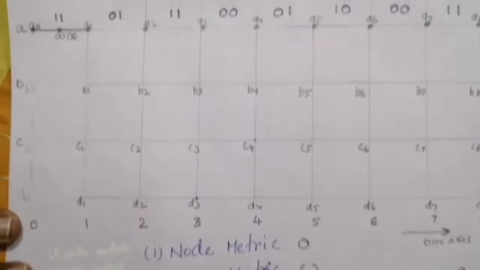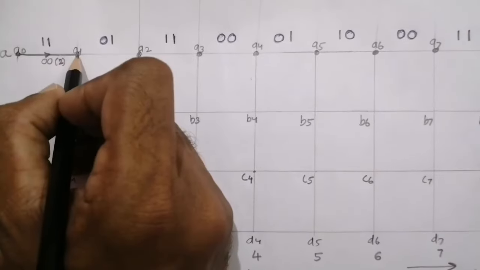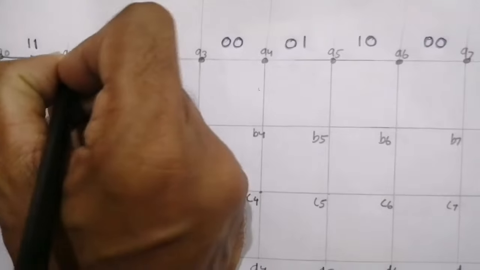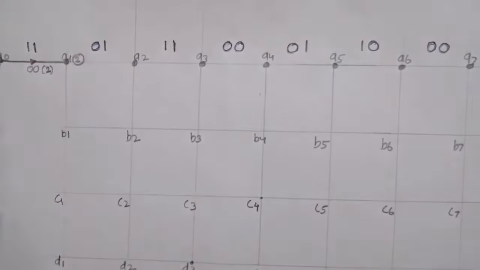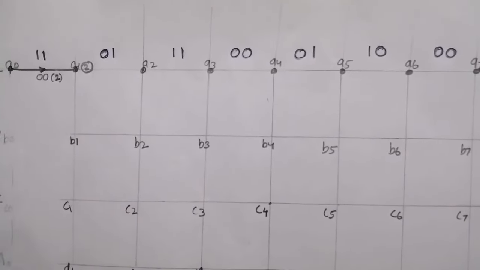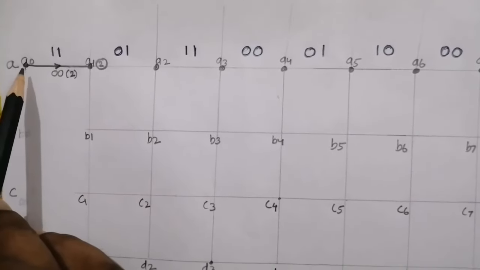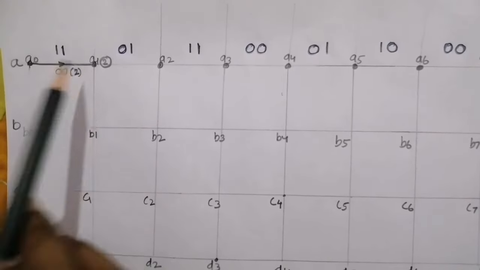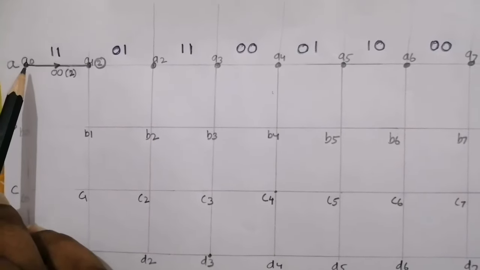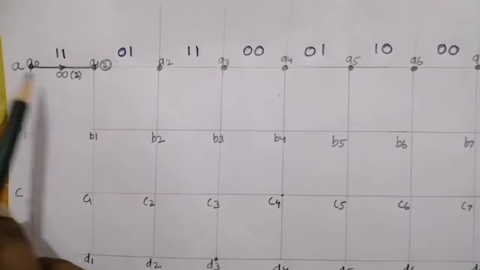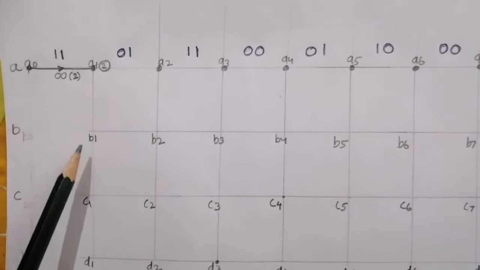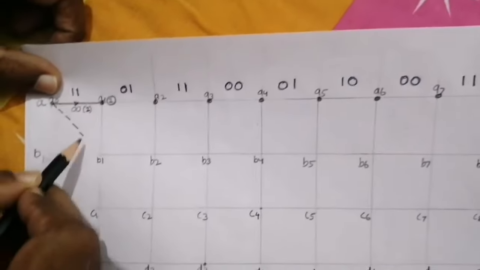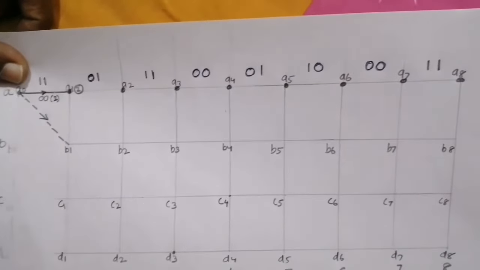So that we will consider. Okay, so here what is the node metric here? Node metric is equal to the path metric, and I will write this in a circle like this. Now at time t equal to 0, if 0 comes, the next state of the convolution encoder is A1. At time t equal to 0, if 1 comes, the convolution encoder will go to B1. That we already know. And so we will use a dotted line like this.